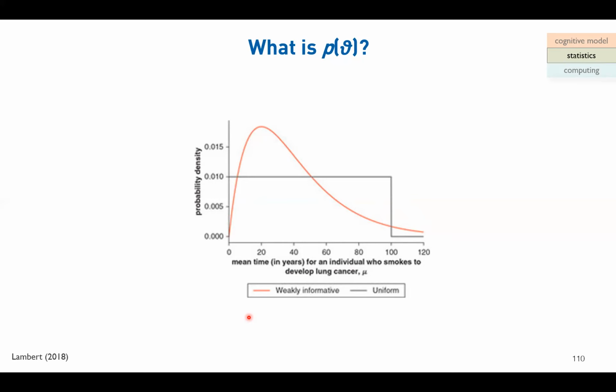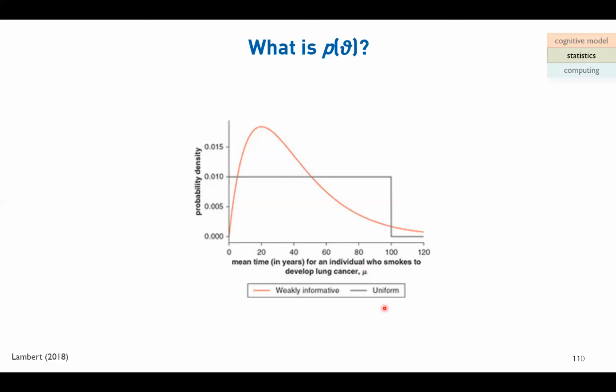So if you read the literature, if anyone is using Bayesian modeling, they always have to specify which prior they use. Here I plot two cases. In this example, the x-axis says the mean time for one individual who smokes to develop lung cancer, in years. And the y-axis is the probability density, so how likely they are to develop lung cancer.